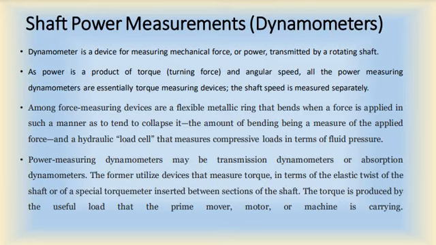A dynamometer is a device that is used for measuring the mechanical power transmitted by a rotating shaft. And as we know, power is the product of torque and angular speed. All the power measuring dynamometers can also be treated as torque measuring devices. Also, in such cases, the shaft speed can be measured separately.